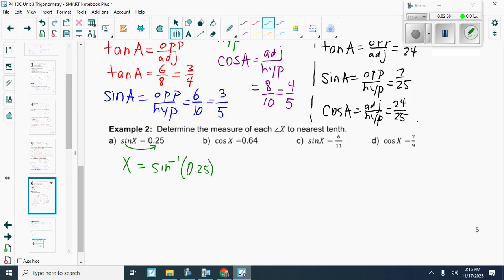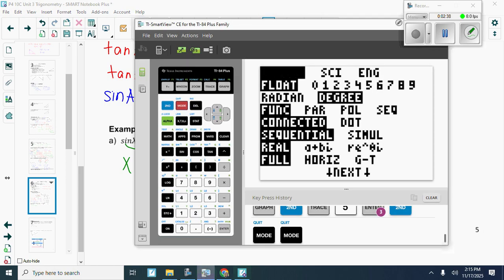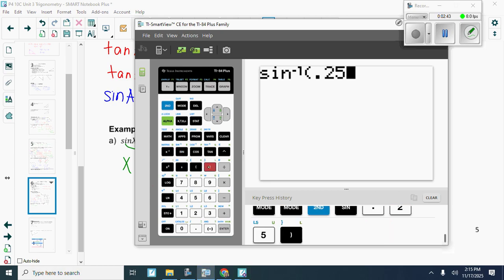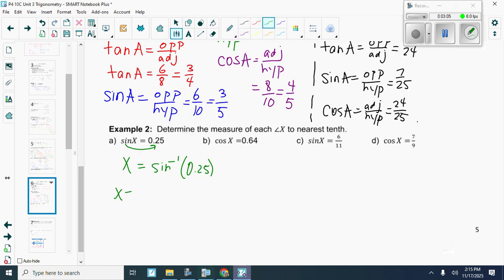We're going to be rounding to the nearest tenth. So you should have gone second function, sine of 0.25, your bracket, equals. Remember, when we're rounding to the nearest tenth, we look at the 4, we check with the nosy neighbor next door, and it's a 7, so because it's 5 or more, we're going to round up. So 14.5. Don't forget that little degree sign. Our angles always have a unit, and it's in degrees.